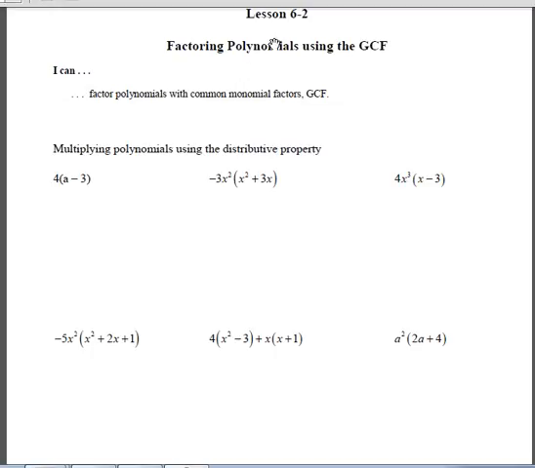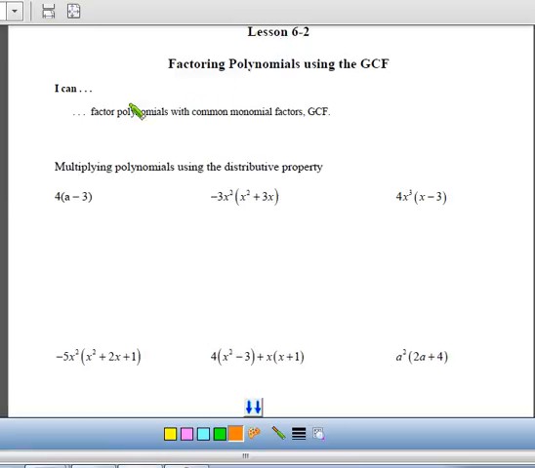This is the video notes. This lesson is about factoring polynomials using the GCF. Hopefully you remember what GCF means. Here is our learning target. I can factor polynomials with common monomial factors, GCF.